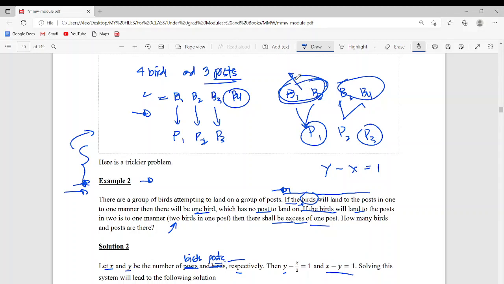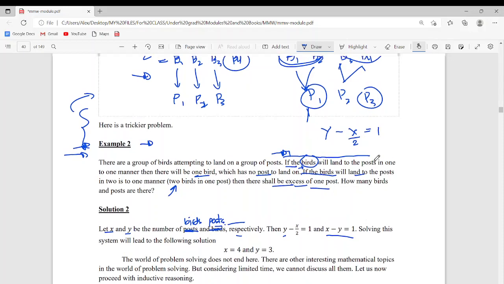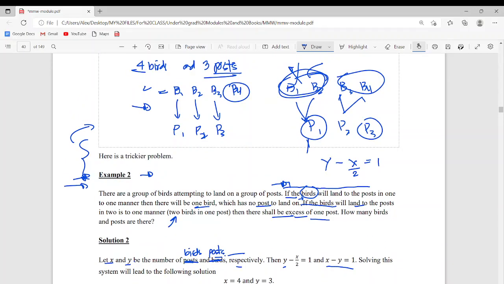So we can denote it by dividing them, since there are two in one post. This represents 1 unit of post, and a group of birds is two. It represents the group of birds. So we have y minus x over 2 is equal to 1. Now, let's try to solve this, to check if our assumption is really correct, that it will be 4 birds and 4 posts.